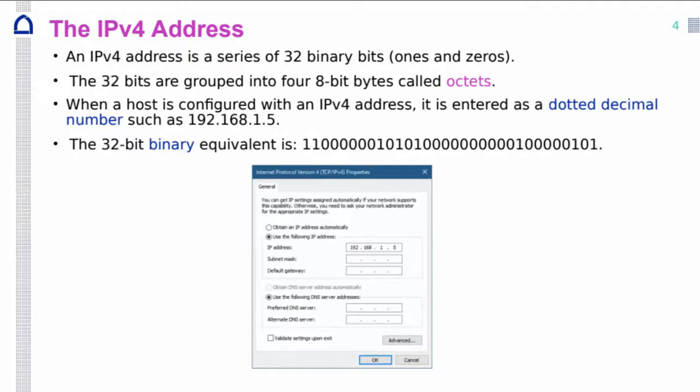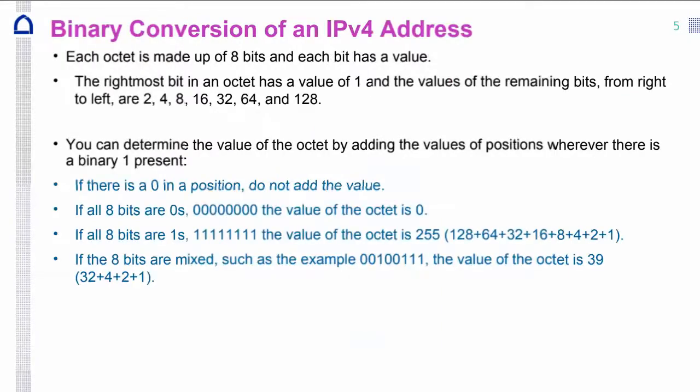The 32-bit binary equivalent of this number is this number. So the 5 is equal to 101: 1, 2, 4. 4 plus 1 is 5. We will discuss this and give you some examples.